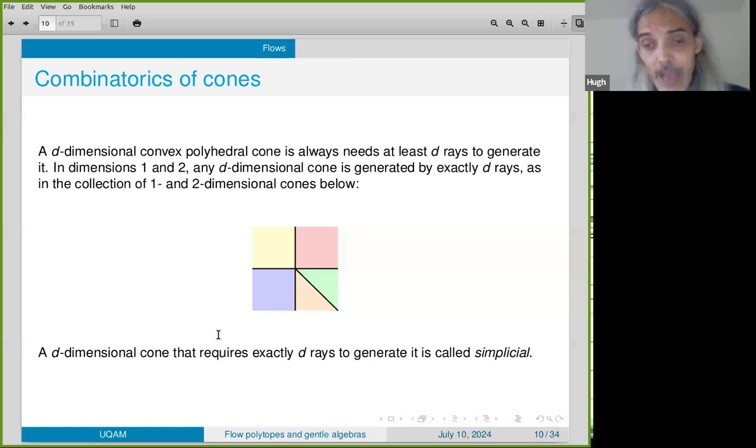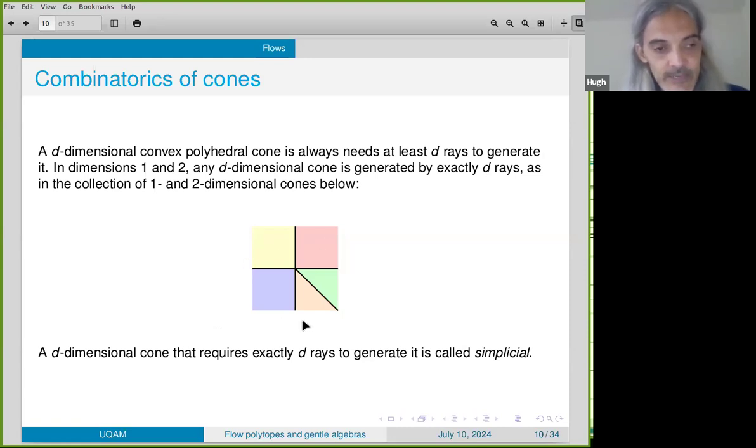If you have a d-dimensional convex polyhedral cone, it certainly needs at least d rays to generate it, right? If you had fewer than d rays, it's not enough to generate something d-dimensional. If there were fewer, then necessarily that would generate something of smaller dimension. And so in dimensions 1 and 2, for example, any d-dimensional cone is generated by exactly d rays.